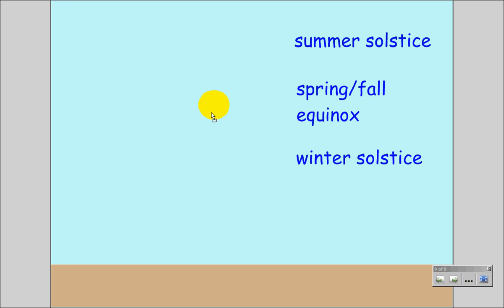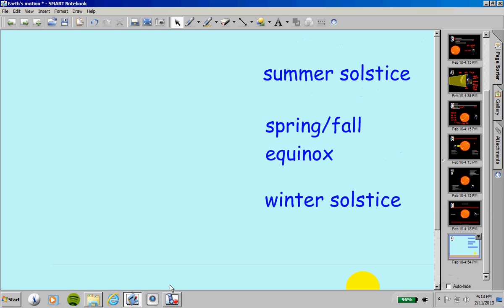For your spring and fall equinox, it'd be in between the summer solstice, and for the winter solstice, the lowest point in the sky. Now, when it's at the lowest, the sun stays up for a shorter amount of time. When it's at the highest point, the sun stays up longer, causing longer days in the summer and shorter days in the winter. All right, and that will do it.